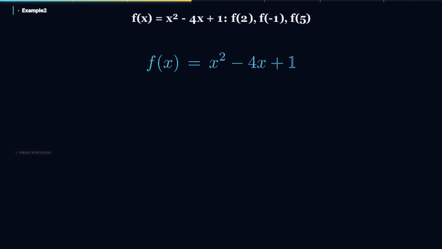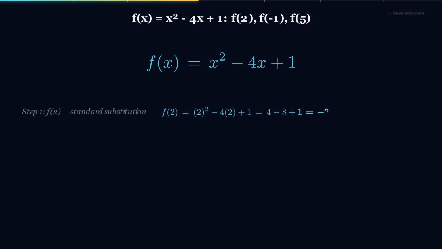Here is the second worked example. Given the function f of x equals x squared minus 4x plus 1, find f of 2, f of negative 1, and f of 5. The rule is quadratic rather than linear, but the evaluation procedure is exactly the same. Substitute, then apply PEMDAS.